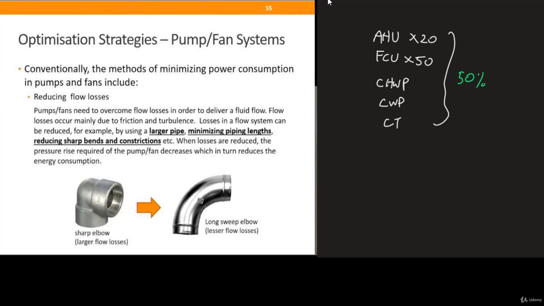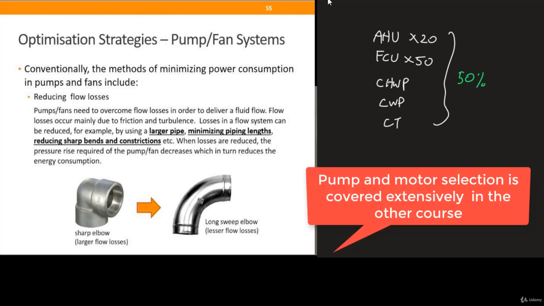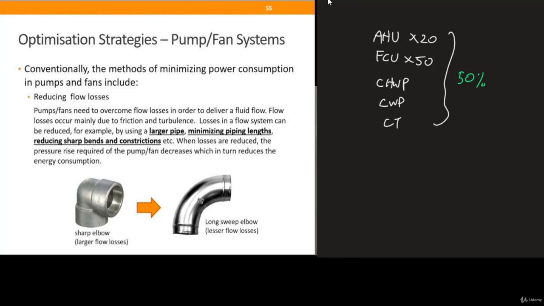So one of the ways to reduce the power consumption in pumps and fans is to reduce the losses when your fluid is moving. This can be achieved by having maybe a larger pipe, minimizing your piping length, and reducing sharp bends. All this will reduce your minor losses. When the minor losses are reduced, there will be less friction and less turbulence. So your fluid will be able to flow more smoothly, and there will be less wastage in terms of pressure loss. So that is one of the methods.